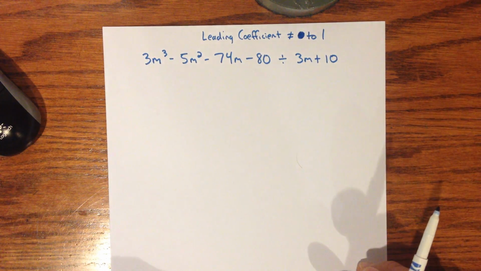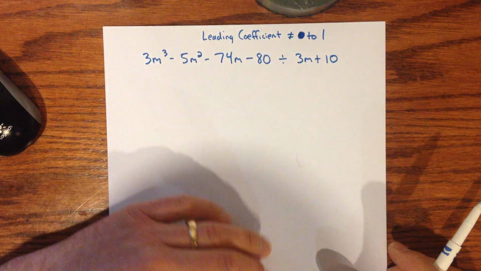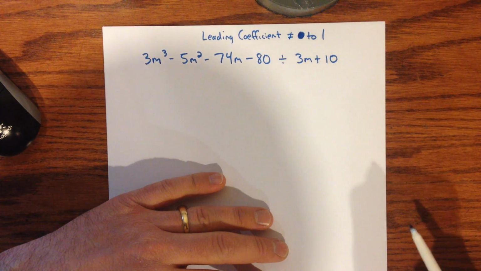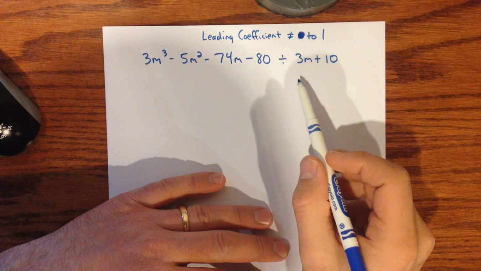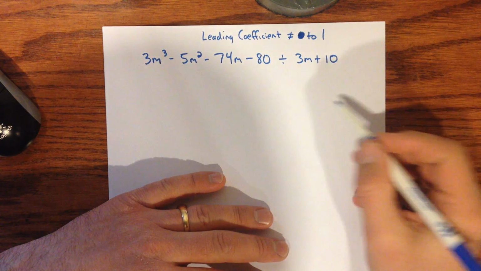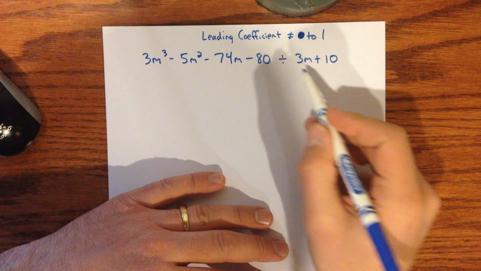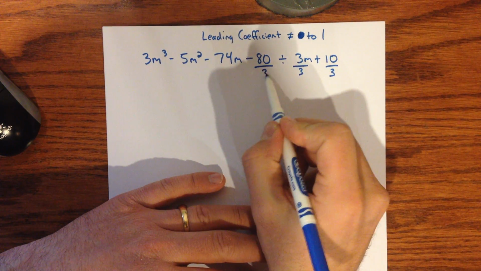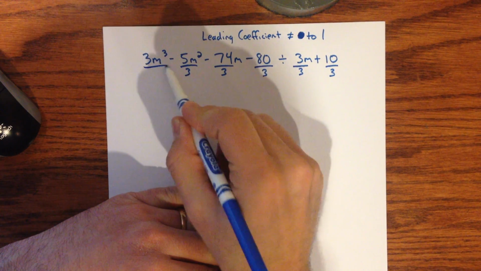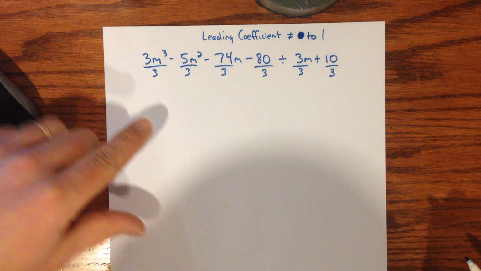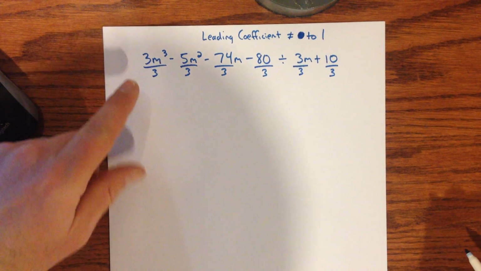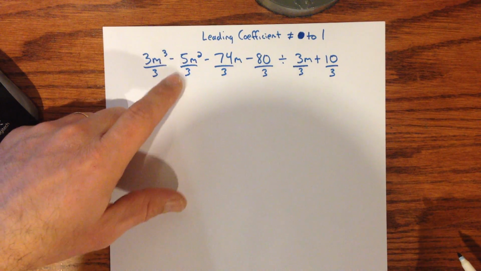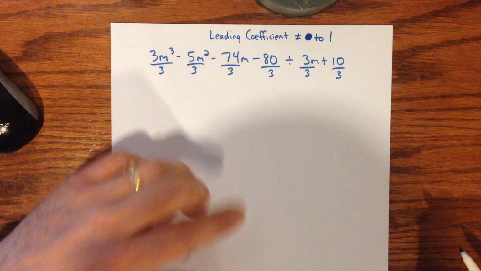Okay, this video is going to be on synthetic division when the leading coefficient is not equal to 1. One thing you have to do when you use synthetic division is, when this is not equal to 1, you have to divide everything by 3. If you divide every single thing by 3, our new leading coefficient is 1. If it's not a whole number, we're just going to leave it as a third. So negative 5 thirds, negative 74 thirds, negative 80 thirds.